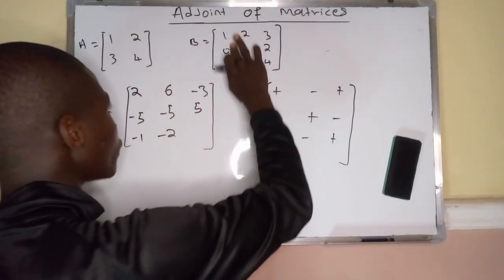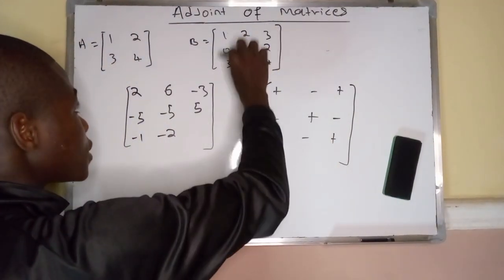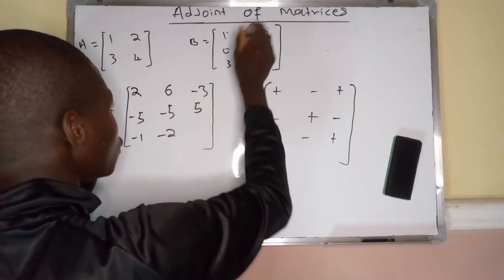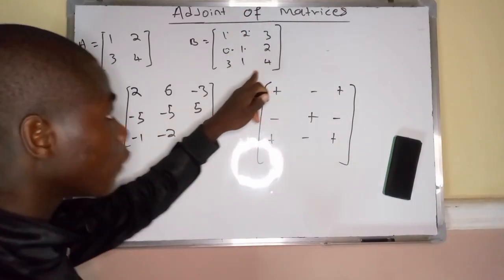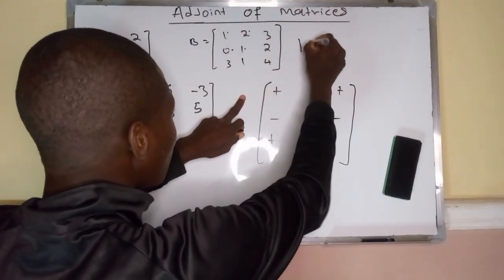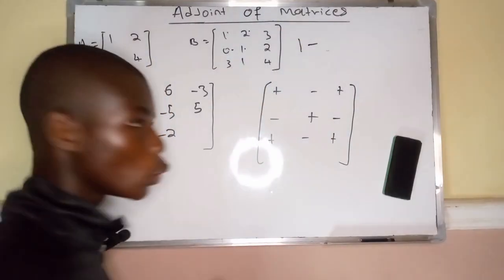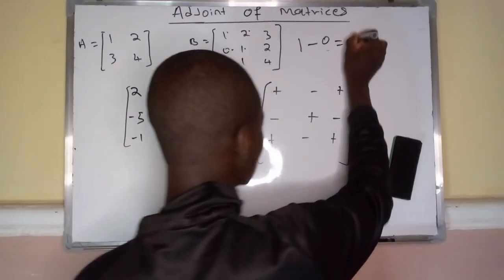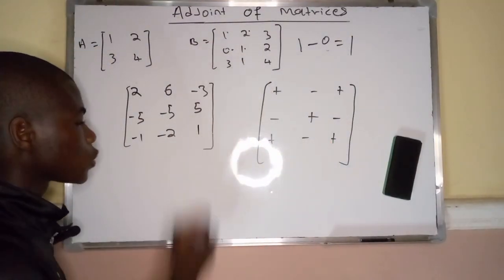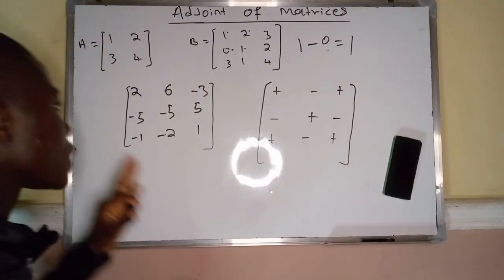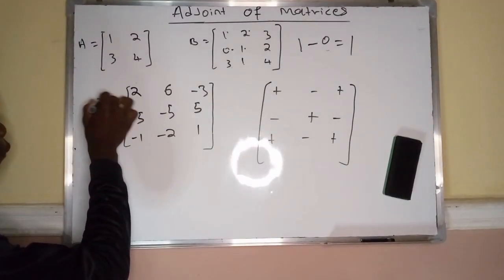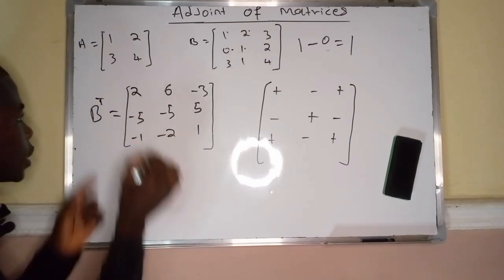So therefore, the last but not the least, which is the minor of 4. You delete this, you delete this. So therefore, I'm having 1, 2, and 0, and 1. 1 multiplied by 1, which is 1, minus 2 multiplied by 0, which is 0. Therefore, it is equal to 1. 1 multiplied by positive sign is equal to 1. So therefore, this is the cofactor of 2. Therefore, the cofactor matrix of B is equal to this.